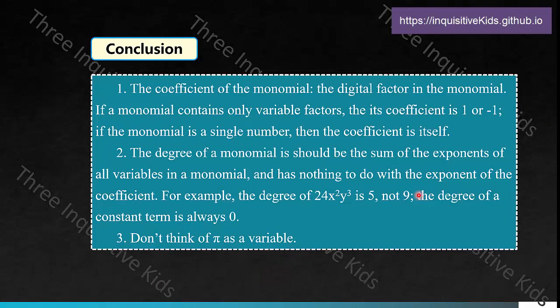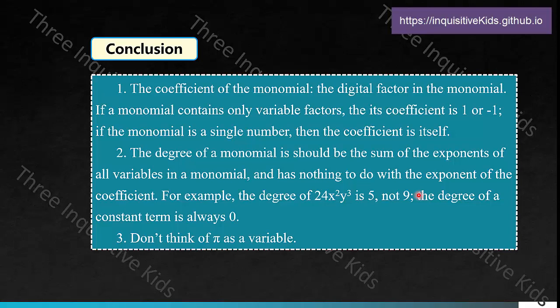In conclusion, the coefficient of the monomial is the numerical factor in the monomial. So the definition of a coefficient is the number part of the monomial. If a monomial contains only variable factors, then its coefficient is 1 or -1. If the monomial is a single number, then the coefficient is itself.